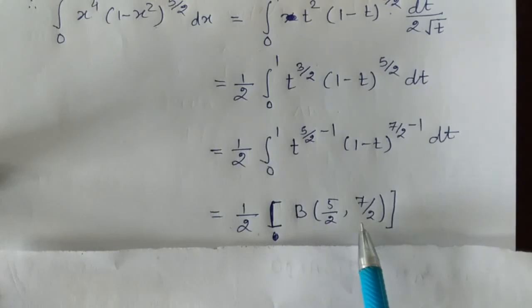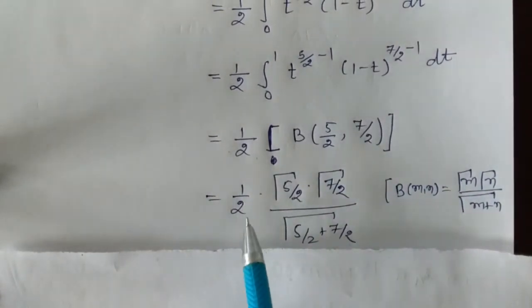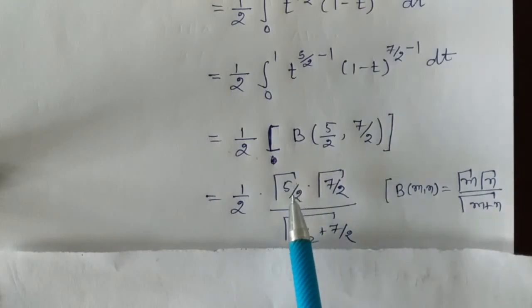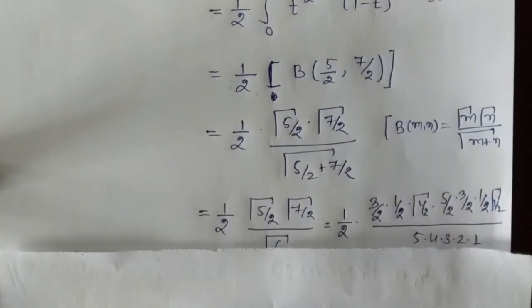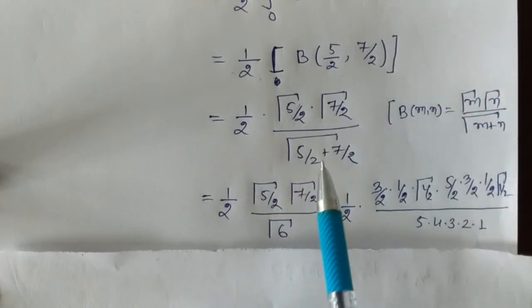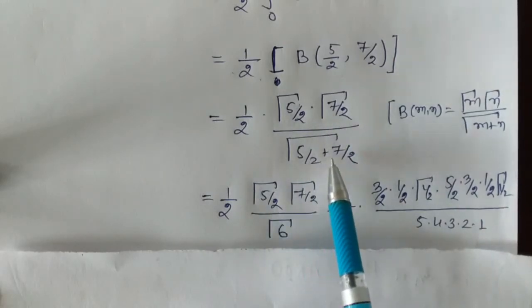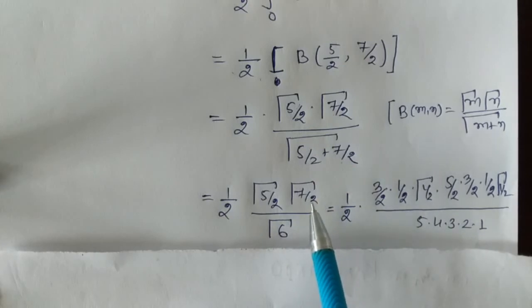Now beta m, n is gamma m into gamma n upon gamma m plus n, the relation between beta and gamma function. Therefore we write 1 by 2 into gamma 5 by 2 into gamma 7 by 2 upon gamma (5 by 2 plus 7 by 2). And further we get 1 by 2 into gamma 5 by 2 into gamma 7 by 2 upon gamma, where the sum of 5 by 2 plus 7 by 2 is 12 by 2, which is gamma 6. Now expand this gamma function using gamma (n plus 1) is n gamma n.